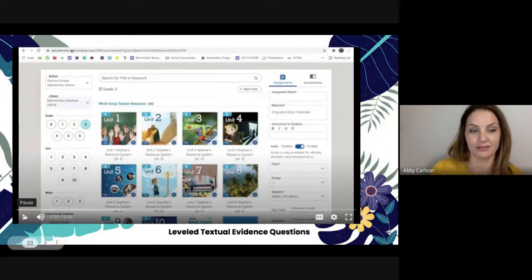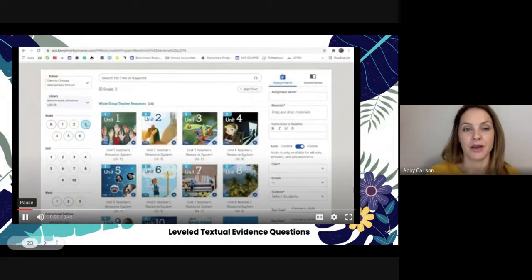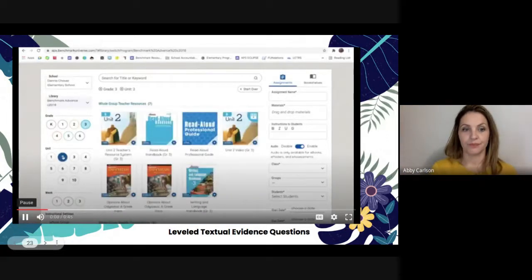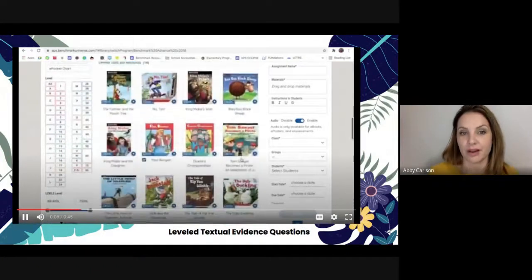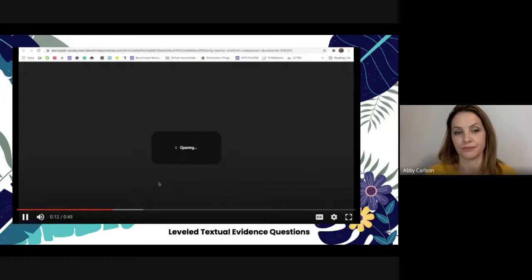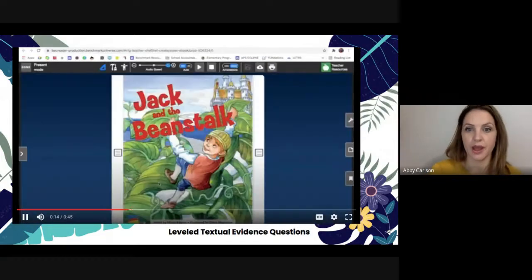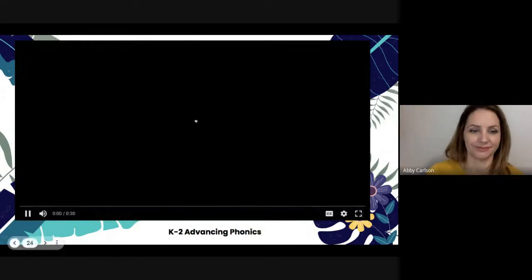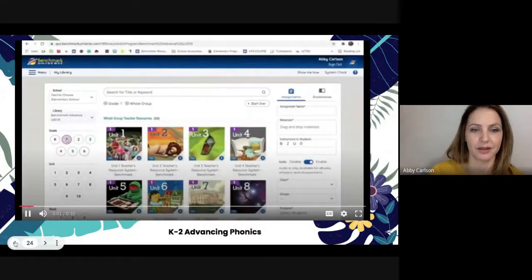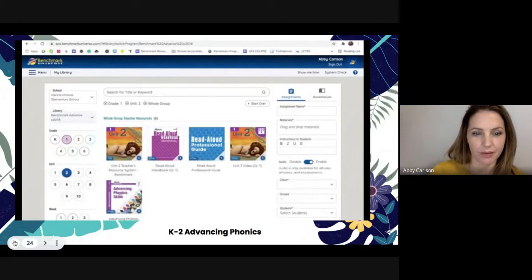So again, just going to start by selecting grade level and unit. Then if you scroll down, you'll see leveled text and resources. Just selecting one. Now, I'll pause here. Whoops. No, sorry. Having a hard time with this. Let me go back one. There we are.